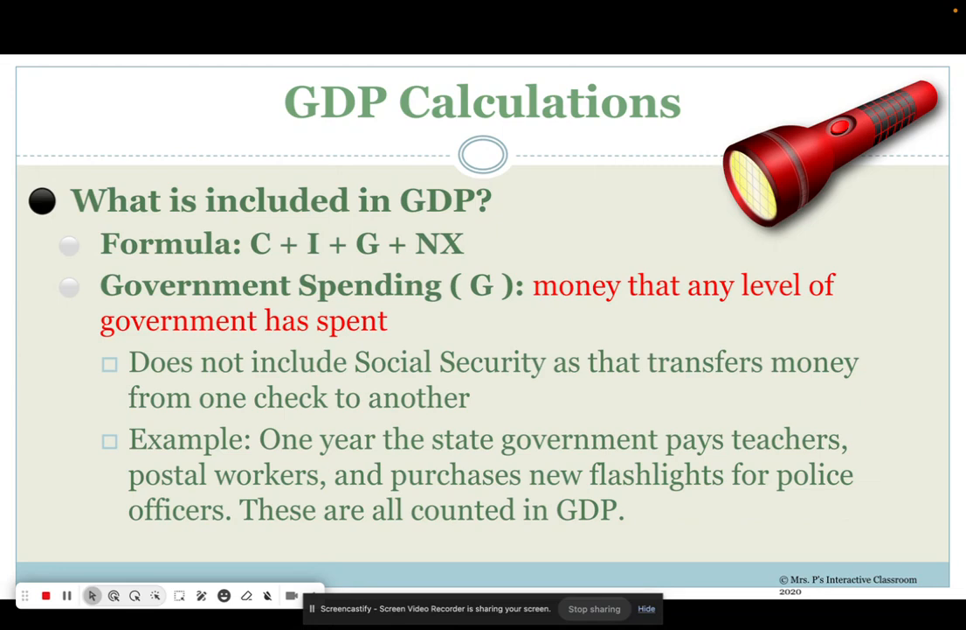Next one, government spending. Money that any level of the government has spent does not include Social Security, as that transfers money from one check to another. So, for example, one year the state government pays teachers, postal workers, and purchases new flashlights for police officers. These are all counted in GDP.